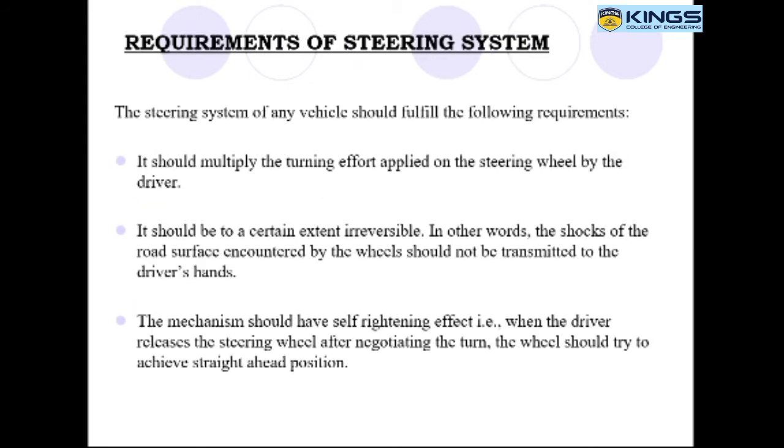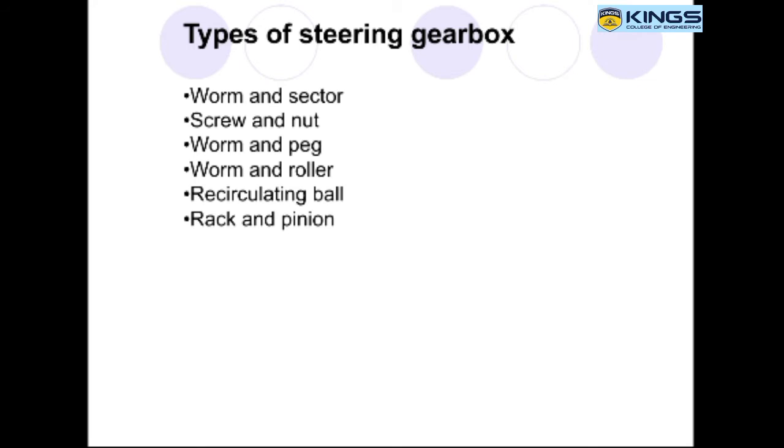Then requirements of steering system. The main requirement is that the steering angle is very accurate. Then the effort required by the driver should be minimum. Then irreversible to a certain degree, easy to handle. Then types of steering gearbox: worm and sector, screw and nut, worm and peg, worm and roller, recirculating ball, rack and pinion.